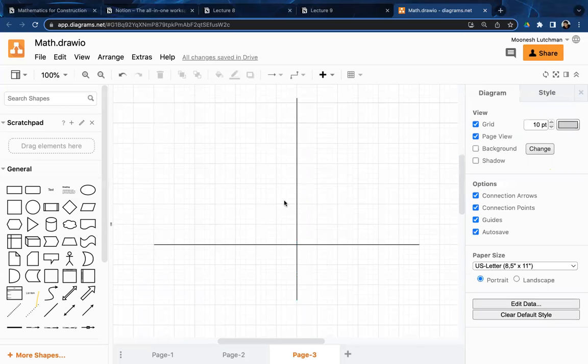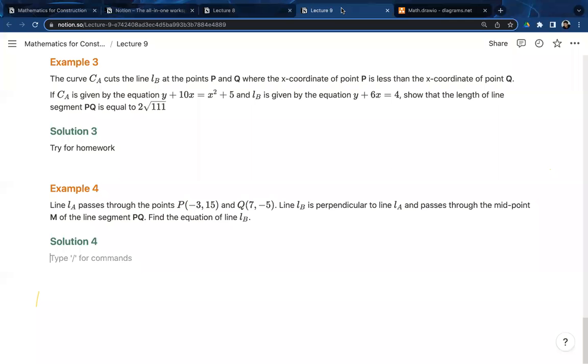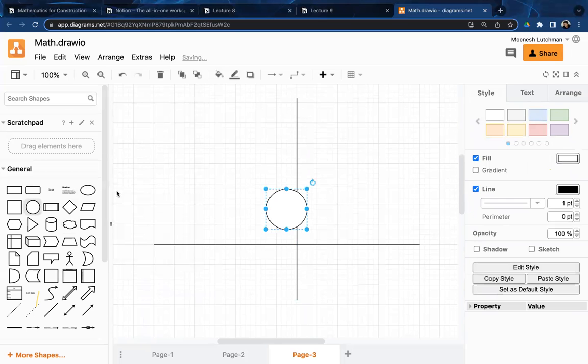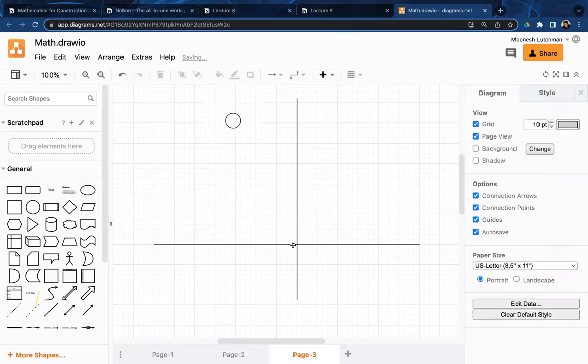So where do I think P would be? P is (-3, 15). That's somewhere up here, right? Somewhere up there in the second quadrant. -3 is the x value and 15 is the vertical height. So somewhere up there. We're not trying to be exact, we just sketch it.